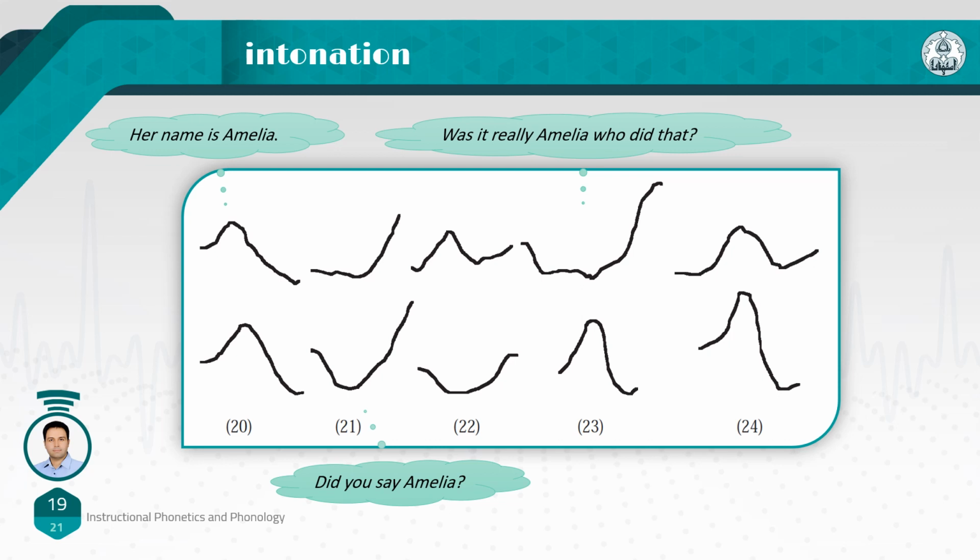What about the last one, number 24? Here, the last one, number 24, is the form of a strong reaction. Listen to this example, number 24. Amelia. So as you can see, here we have a form of strong reaction.